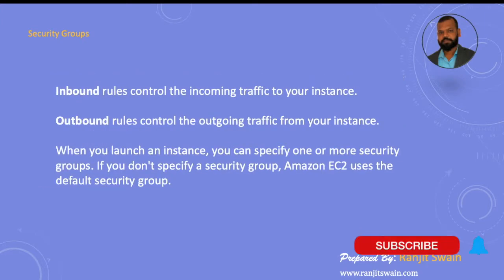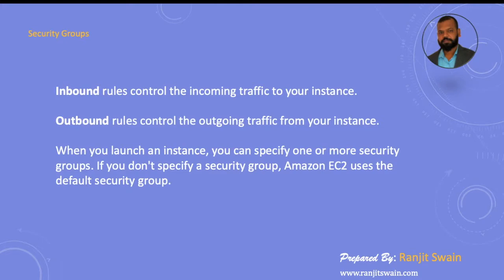Inbound rules control the incoming traffic to your instances. Outbound rules control the outgoing traffic from your instances. So when you launch an instance, you can specify one or more security groups based on your requirement. If you don't specify a security group, EC2 uses the default security group.